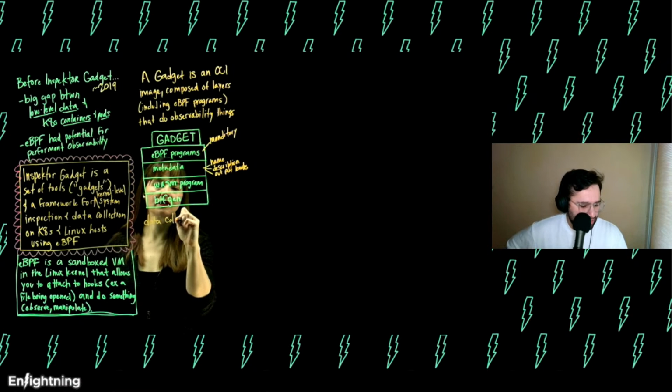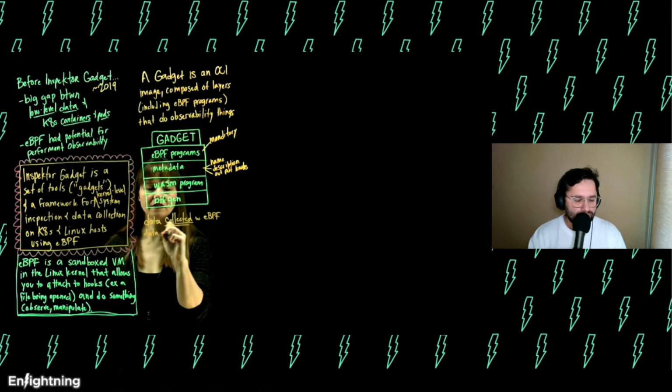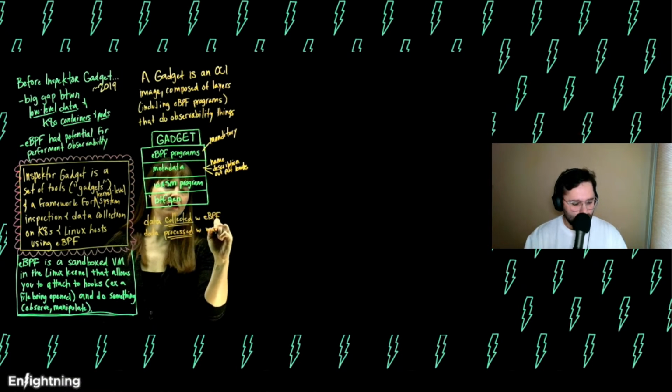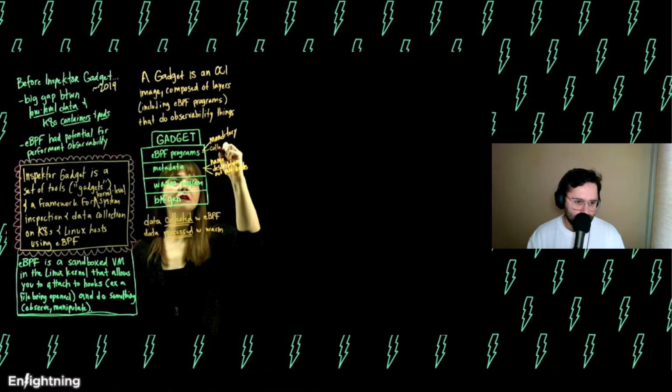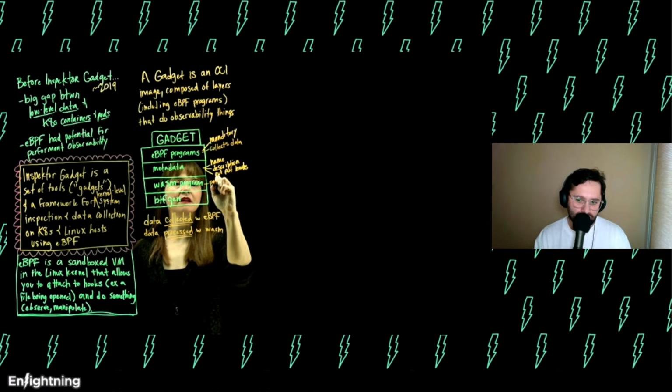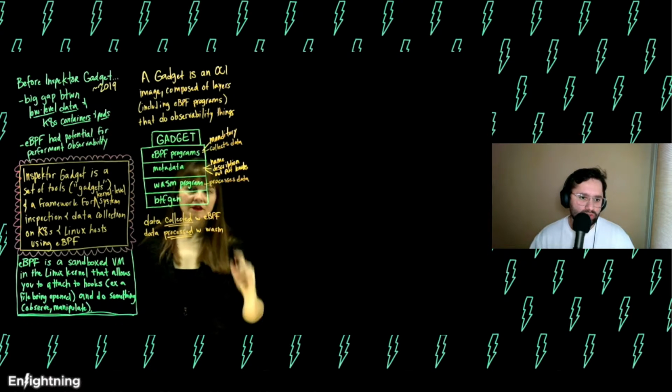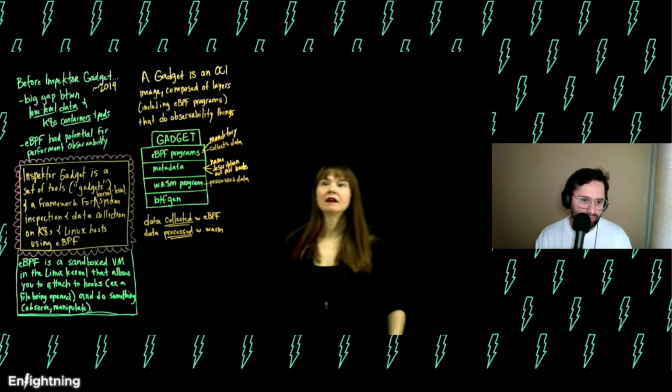To explain that, for example, with eBPF, I see a network packet and I want to see what's in there. For example, we have this gadget called trace DNS, which allows you to see DNS packets. You collect them using eBPF, and then you process them using WASM. That's why this layer is optional. If you need post-processing of your observability data, then you will need a WASM program.